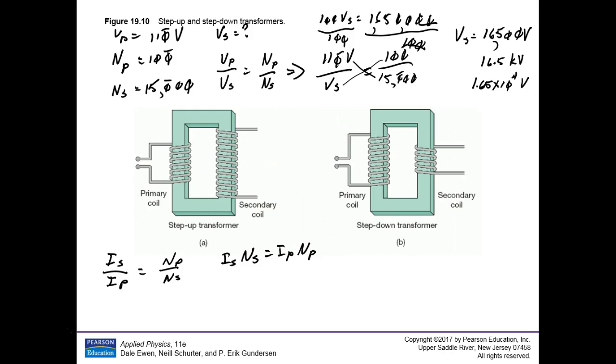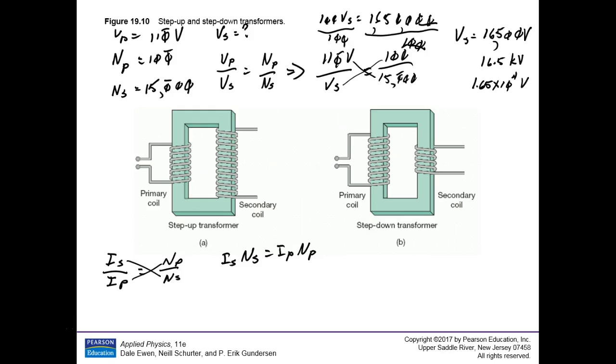Because look at what your cross multiplying does: I sub S times N sub S equals I sub P times N sub P. So since you're going to do that anyway, why not let that be your formula? That just makes more sense to me. Okay? But you do it any way you want to. You paid your money, you take your choice.